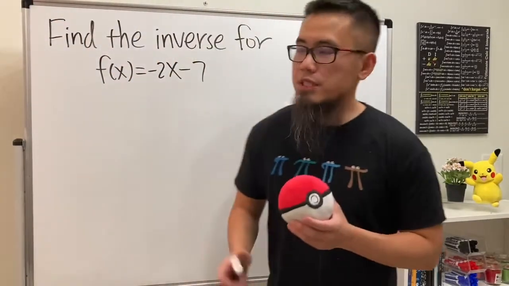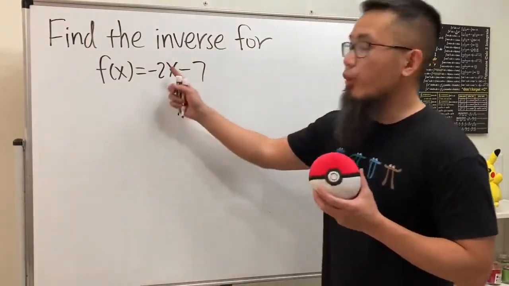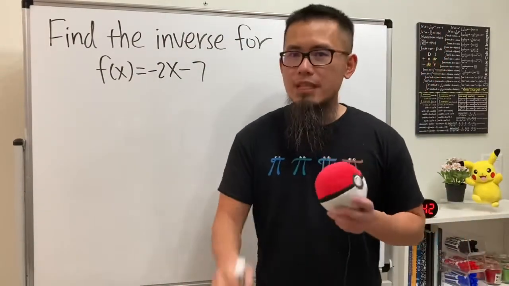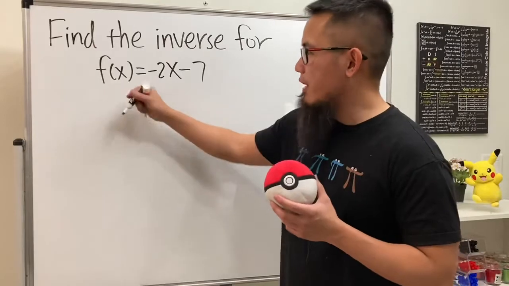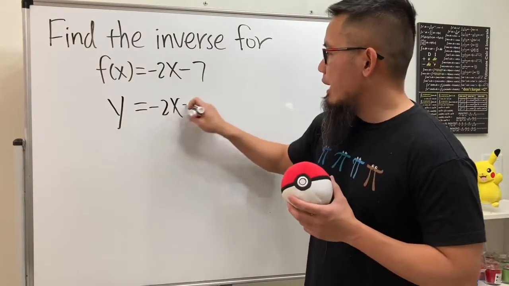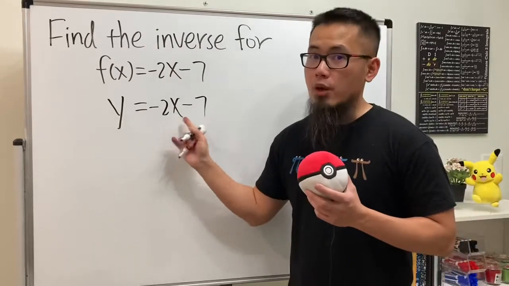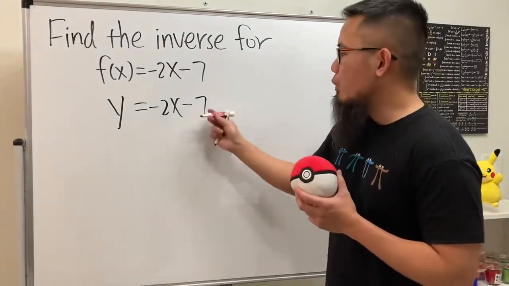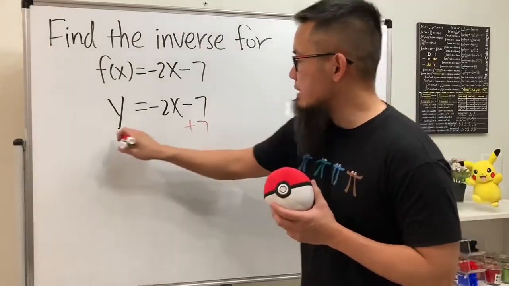Here we'll find the inverse for this function, f of x is equal to negative 2x minus 7. Well, follow the steps, right? The first step is we are going to write f of x as y, and then we put this down. And then the next thing is that we'll try to solve for x right here, and that will be the answer. So to make that happen, we will have to first add a 7 on both sides.